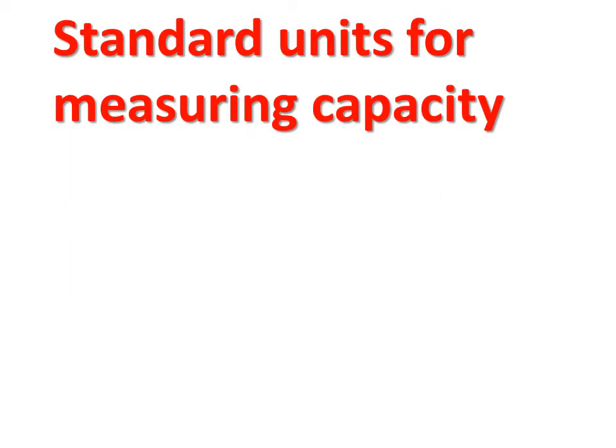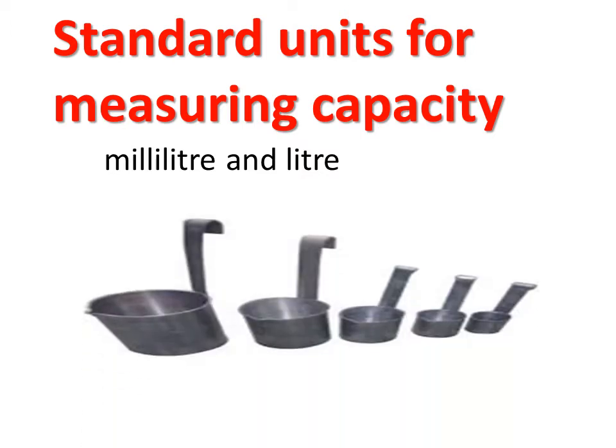As I told you, the capacity of a container is a measure of the amount of liquid it can hold. Some standard units commonly used for measuring capacity are milliliter and liter. Small quantities have capacity in milliliters and large quantities have capacity in liters. We use containers of standard capacity to measure the capacity of a given container. To find the capacity of a container, we compare its capacity with that of a container of standard capacity.